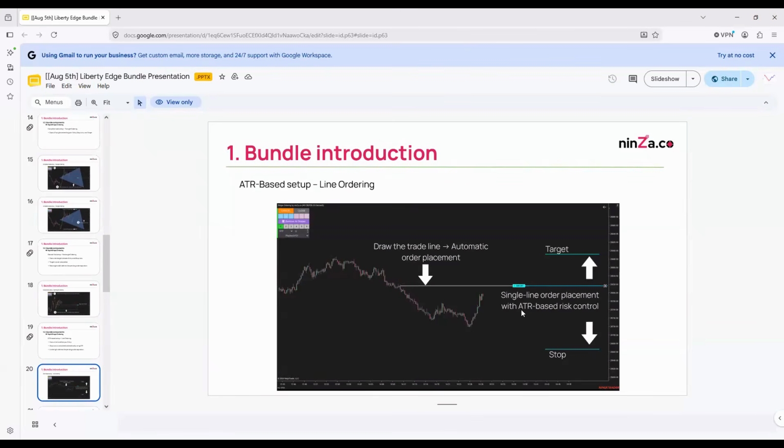It's just talking about the target and stop. This is the line, so we did the line as well. A line, just like a rectangle, would automatically find the ATR for the target and the stop.